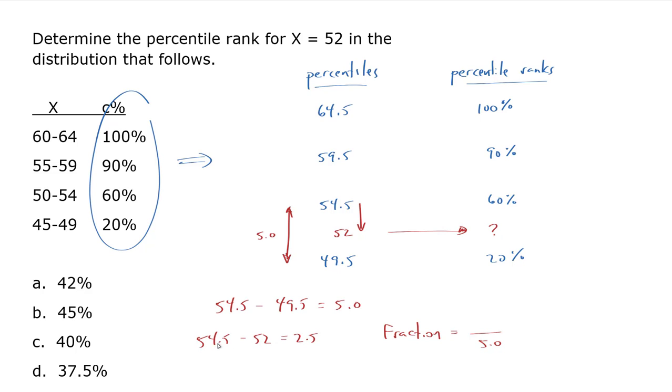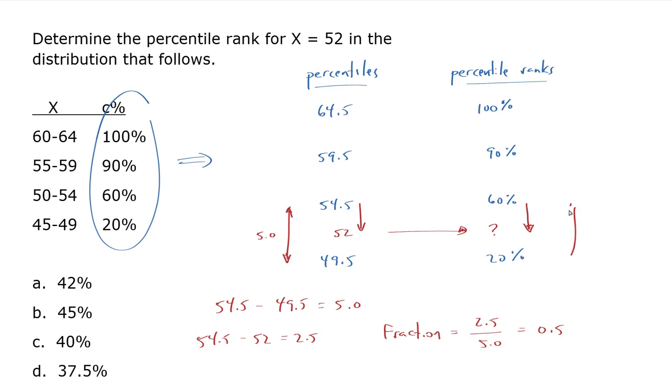So is that right? Yes, that's right. So this is 2.5. That is the distance to get to 52 from the top of the interval. And 5.0, that is the distance to get all the way through the entire interval. This fraction ends up being 50%, or as it would appear in your calculator, 0.5. So that is the fraction of the way that we need to go from 54.5. We're going to take that same fraction and apply it here.